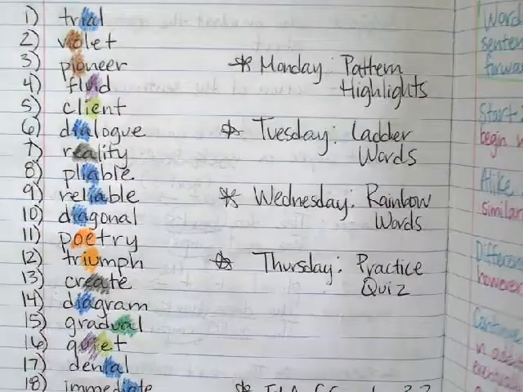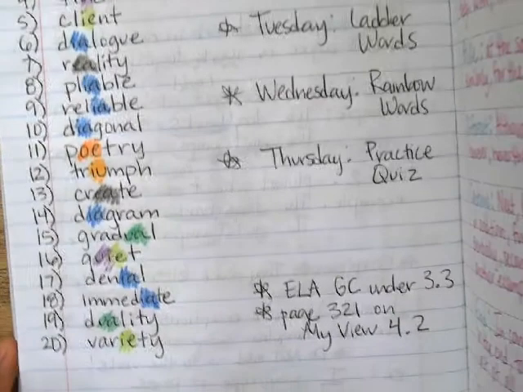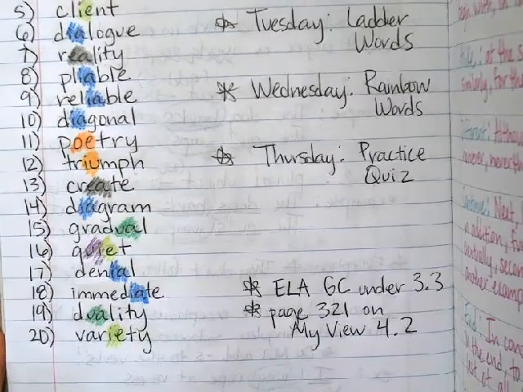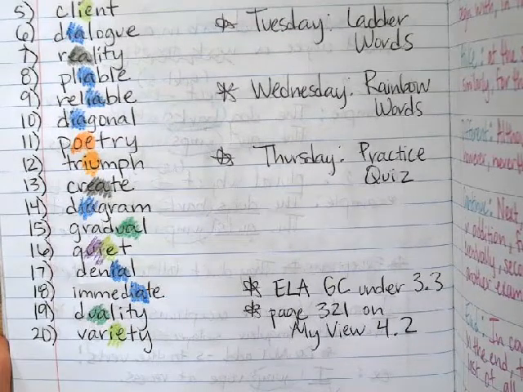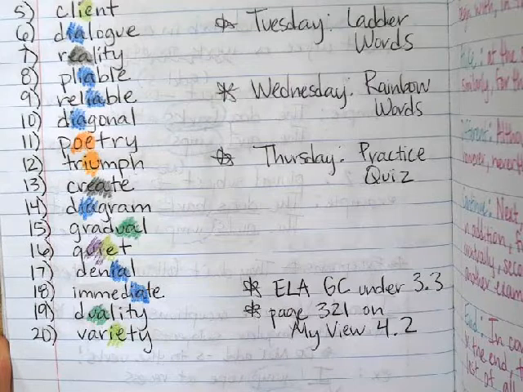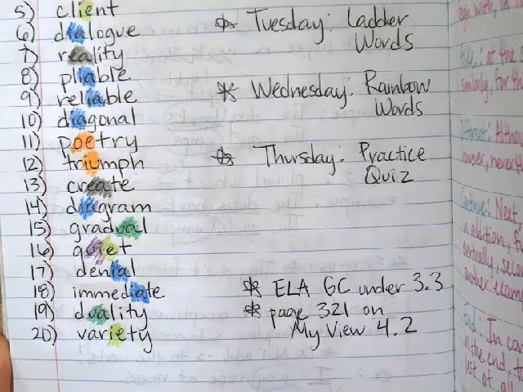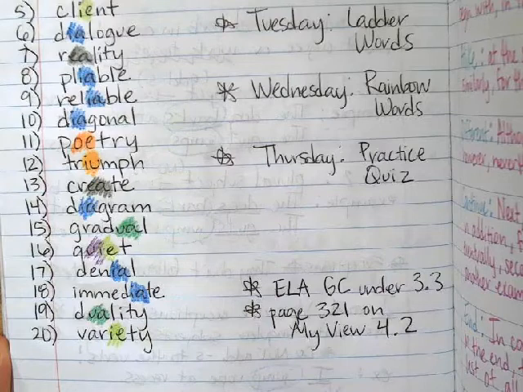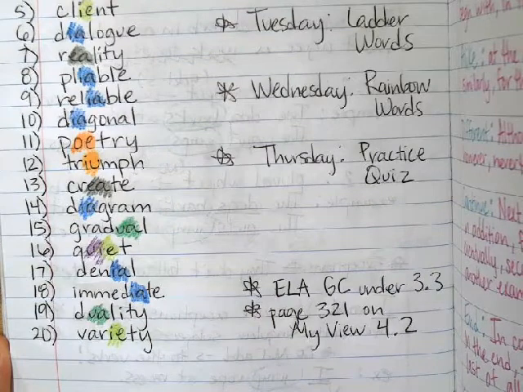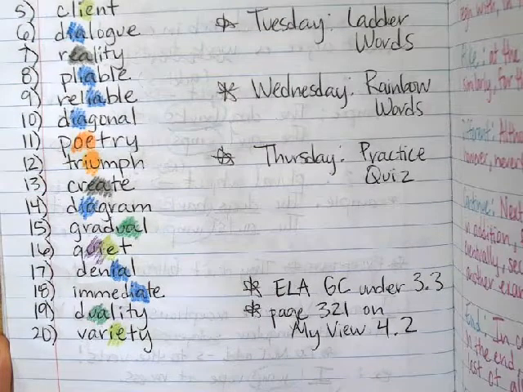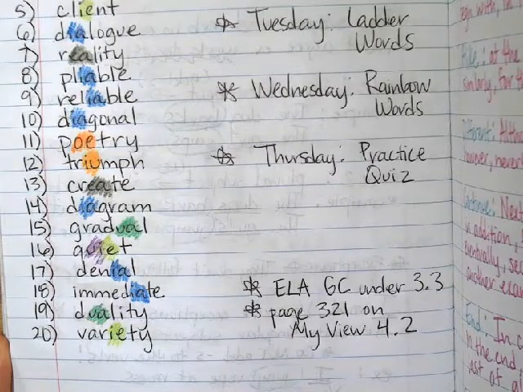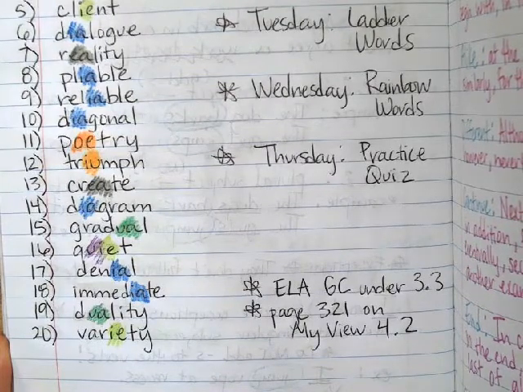Let me move it down a little bit. You can find these words in your Google Classroom under 3.3 or on page 321 on MyView 4.2. I know we've been using 4.1 a lot lately, but this week we will be using MyView 4.2. Okay?